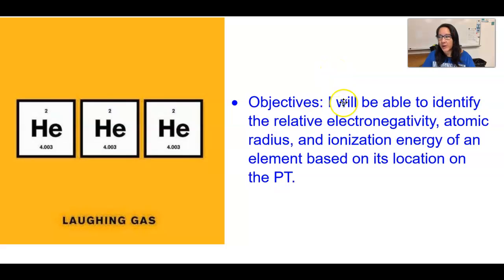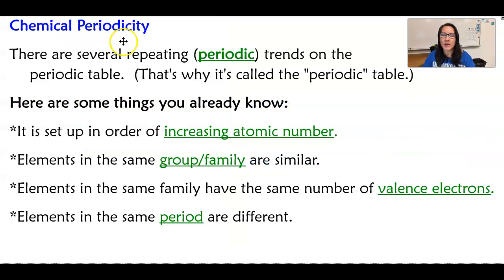Objectives for this video is that you'll be able to identify the relative electronegativity, atomic radius, and ionization energy of an element based on its location on the periodic table. Chemical periodicity. There are several repeating periodic trends on the periodic table. That's why it's called the periodic table.